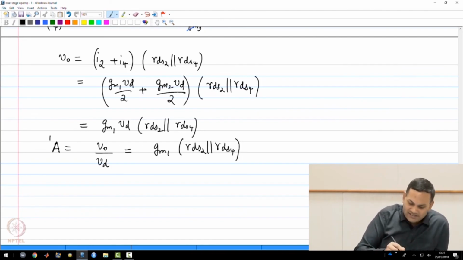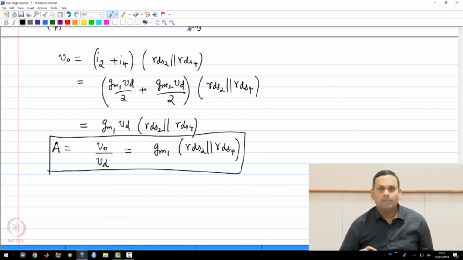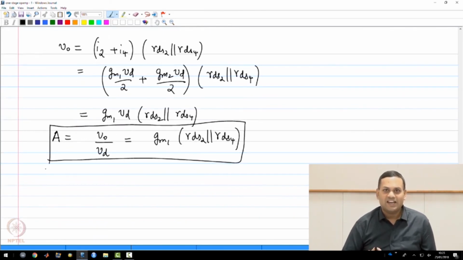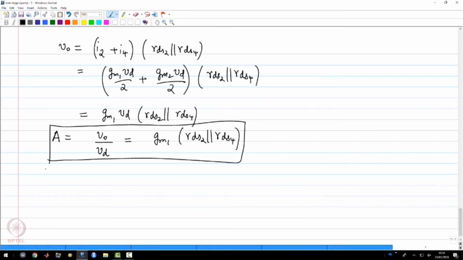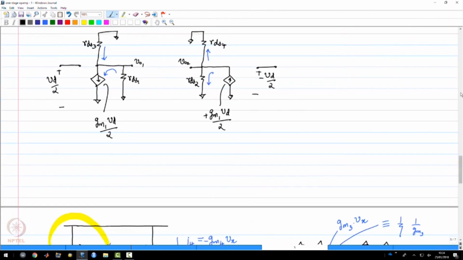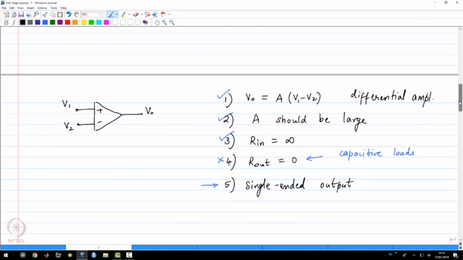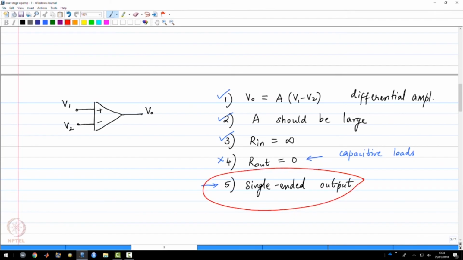And now this is the circuit that we have been looking for, because it happens to have very large gain, very close to the intrinsic gain of a transistor, and we have managed to get a single-ended output now. We have now managed to achieve this particular condition also.